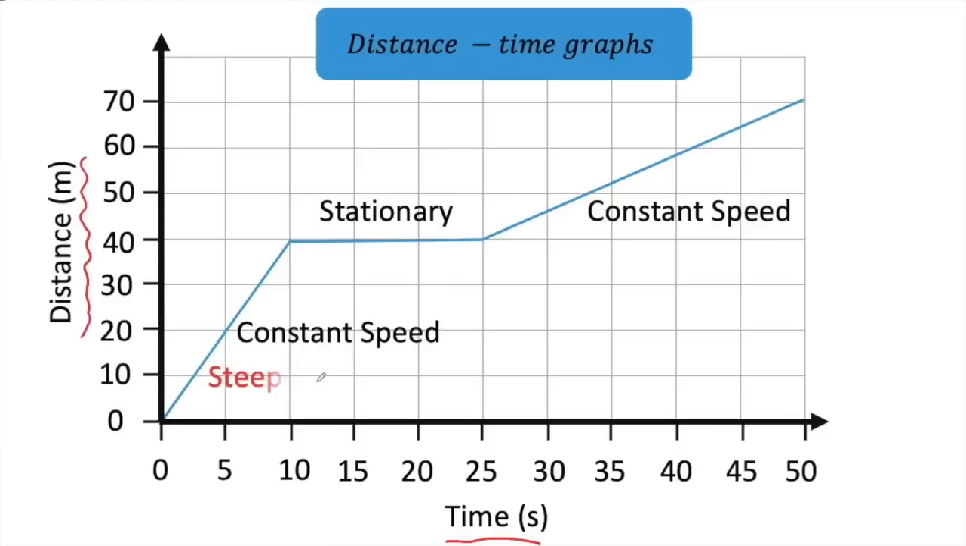This line here is much steeper than the third line over here, so it shows that it's moving at a faster speed. It's travelling more distance in a certain amount of time, and this one here, a lot shallower gradient, which means it is travelling at a slower speed.